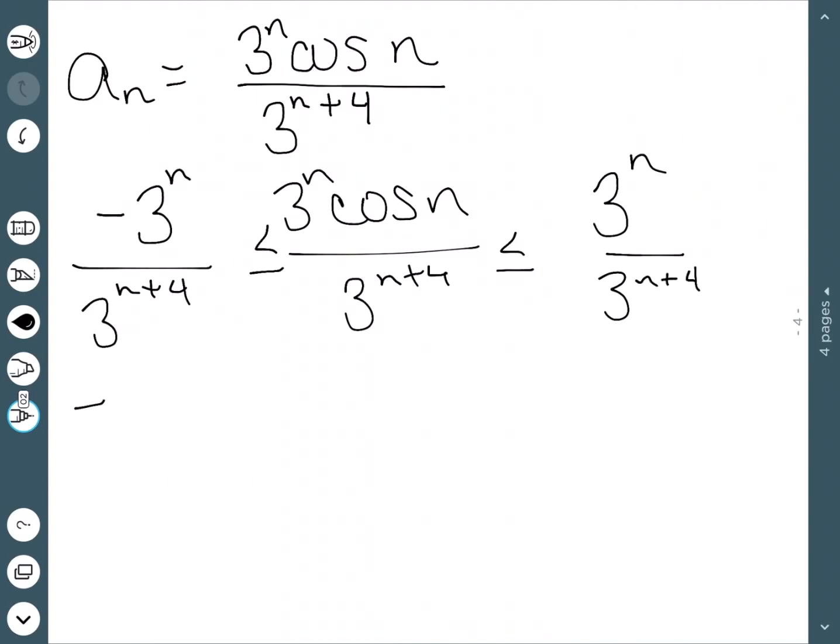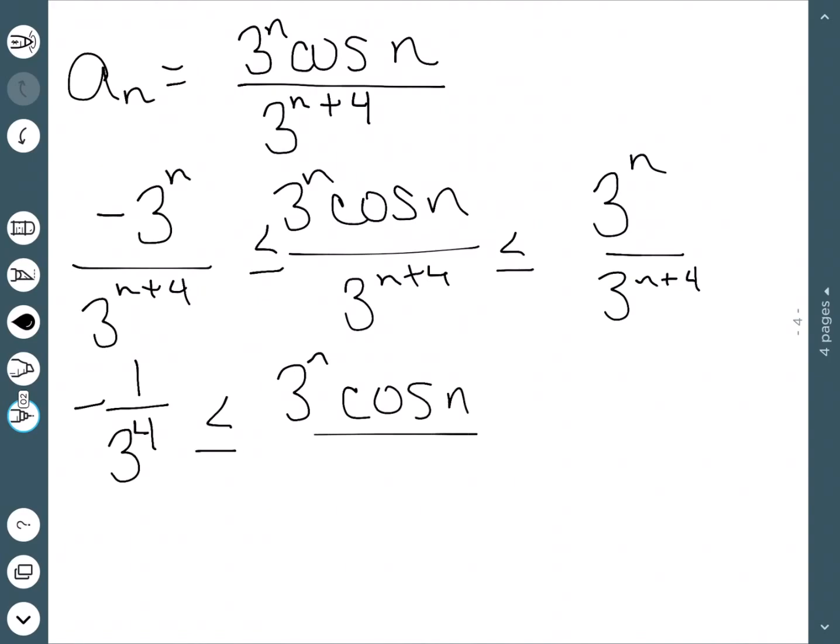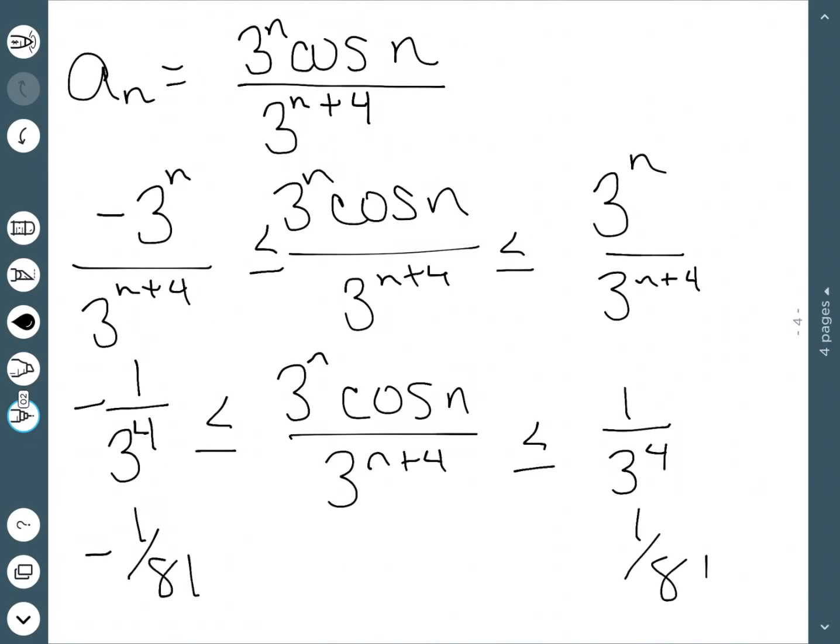I'm going to go ahead and use some properties of exponents that makes this -1 over 3 to the 4th less than or equal to 3 to the n cosine n over 3 to the n plus 4, which is less than or equal to 1 over 3 to the 4th. On the left, I'm left with -1 over 81, and on the right, positive 1 over 81. So from the Squeeze theorem, I actually can't conclude anything on this particular one. The limit could be somewhere between -1 over 81 and positive 1 over 81, or it could just oscillate between the two of these numbers. So here we can't definitively say what the limit is.